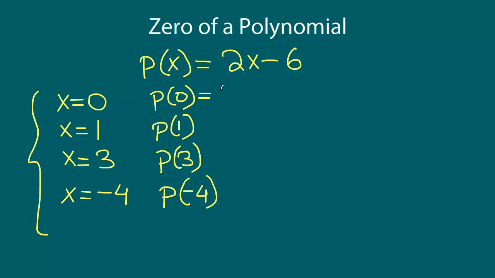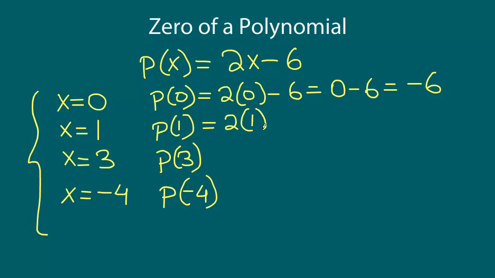So at 0 we will have 2 times 0 minus 6. So this will be 0 minus 6, or simply minus 6. So the value of the polynomial at x equals 0 is minus 6. What about at x equals 1? So 2 times 1 minus 6. So this will be 2 minus 6, or simply minus 4.